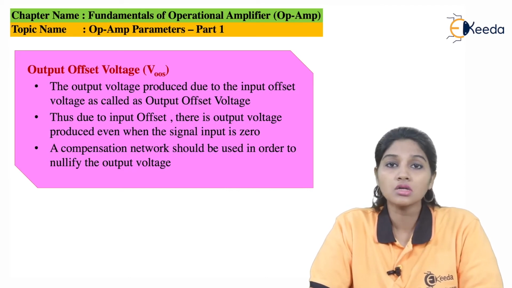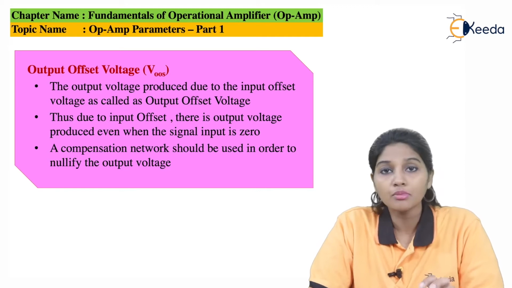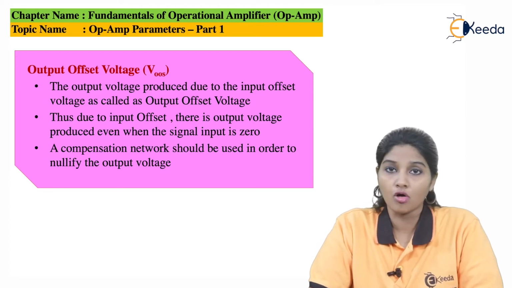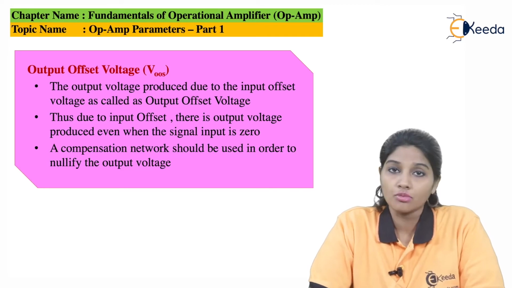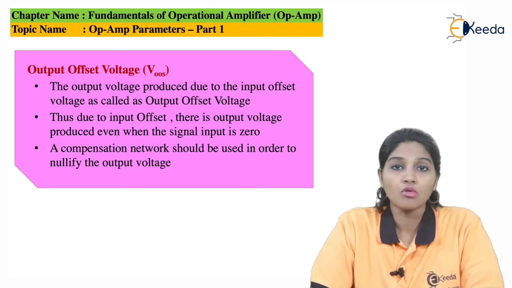But due to some imbalance or due to some common mode signal, the input present at the input terminal of the op-amp. So whatever output produces because of the input offset voltage is called the output offset voltage. It should be as small as possible.